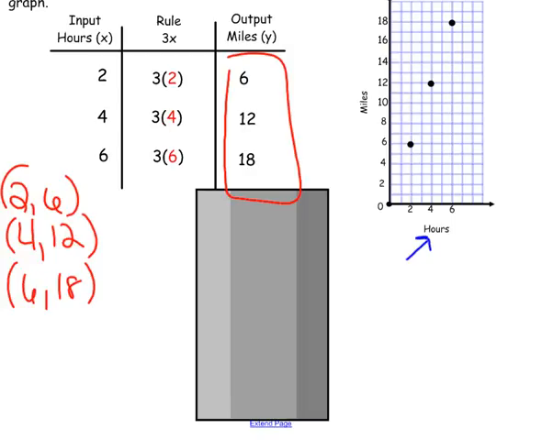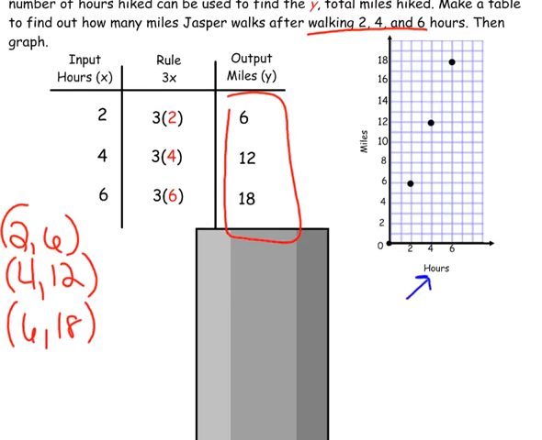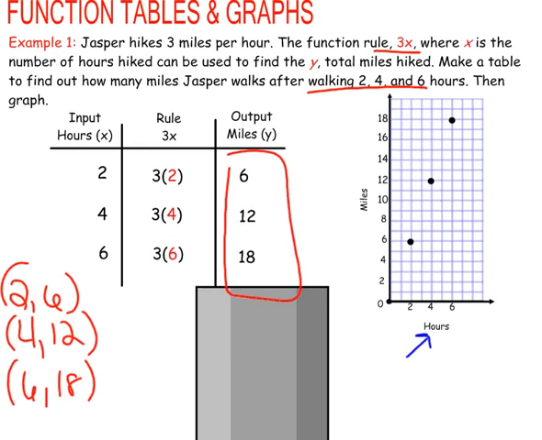Here we go. And you can see here on the graph that I have here, you can see that I have labeled my axis. Your x-axis and your y-axis should always be labeled to show what those numbers represent. So here I know that these numbers down here, 2, 4, and 6 represent 2, 4, and 6 hours. And then these numbers right here going up represent miles. So all I did is plotted my points of 2, 6, 4, 12, and 6, 18.